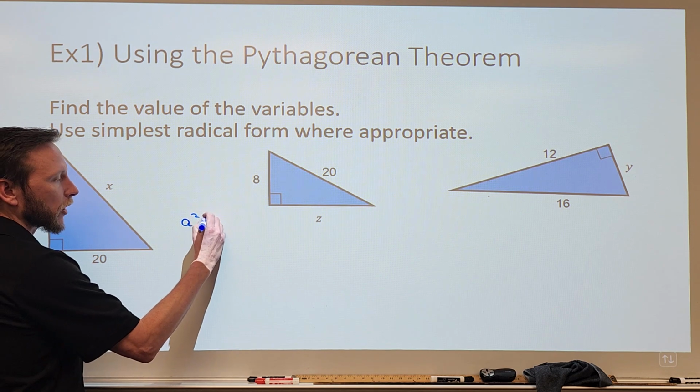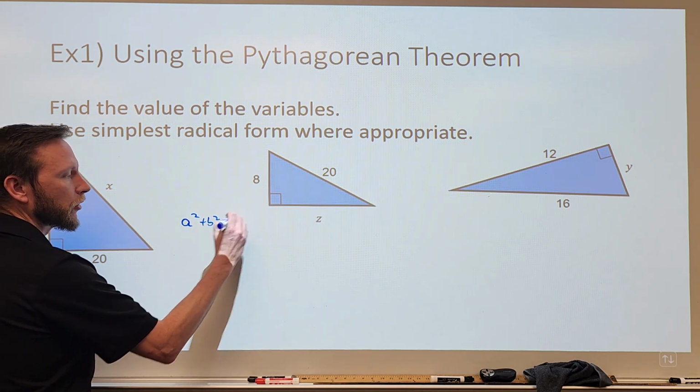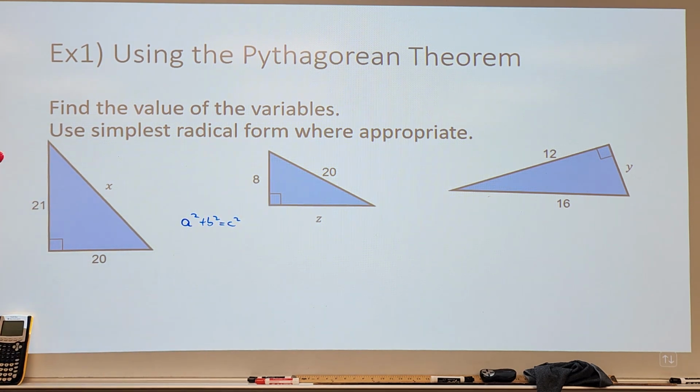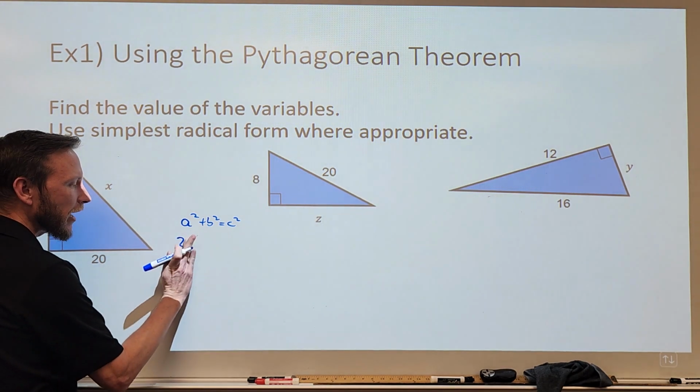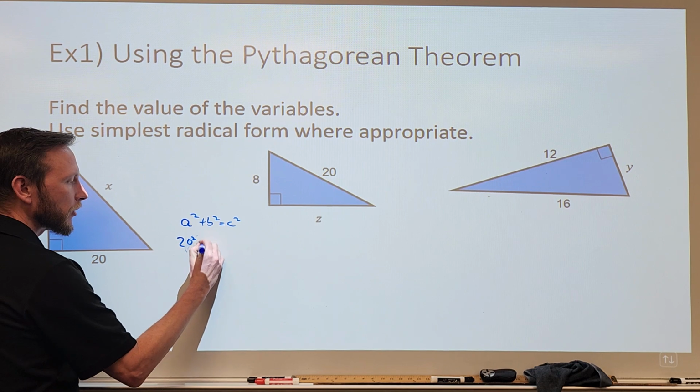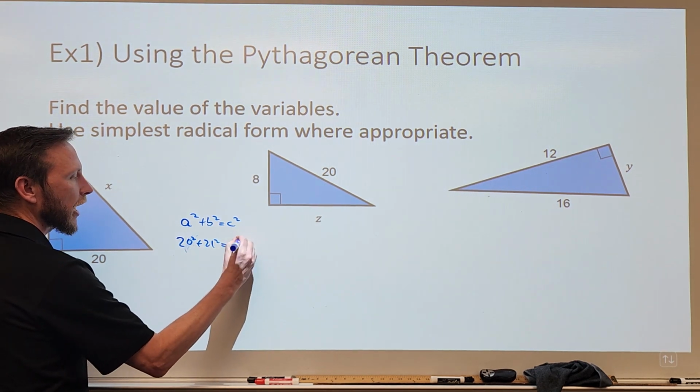We are always going to, and you're going to hate this if you are annoyed by having to write down formulas, but you're going to get to write down your formula every time. We're going to have 20 squared plus 21 squared is equal to x squared.